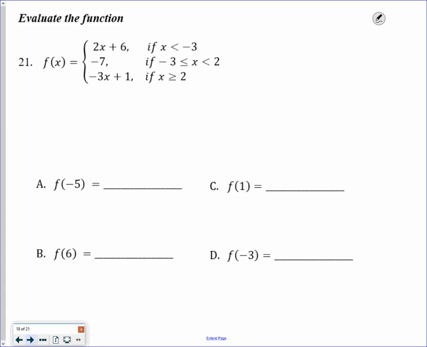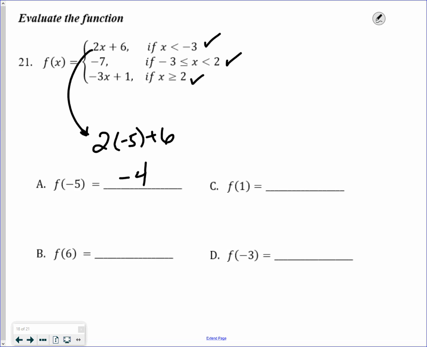All right, if you are given piecewise functions, now they're basically asking you to plug in the value, and you have to pick which function it goes in. F of -5 means I have to see if it's in the first equation, the second one, or the third function. Since -5 is smaller than -3, I would use the top function. So 2 times -5 plus 6. Notice I used the top function because the value of x that I'm looking for is below -3. And so the answer to evaluating the first one is -4.